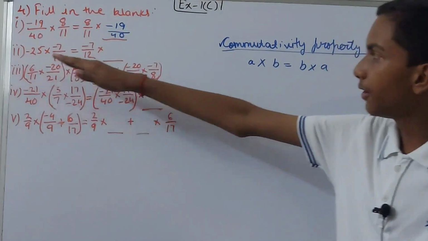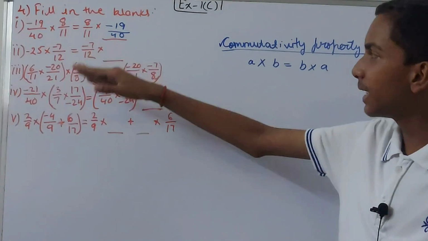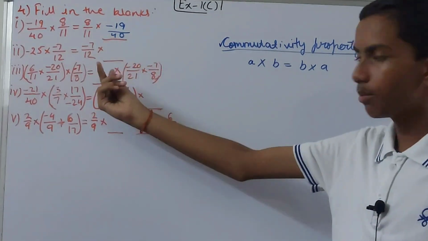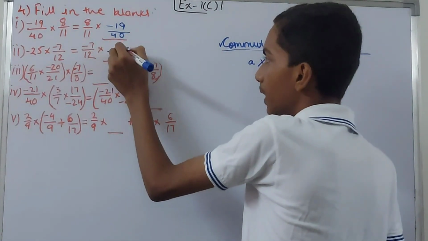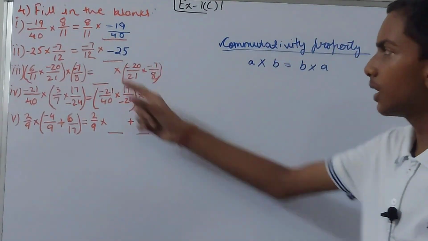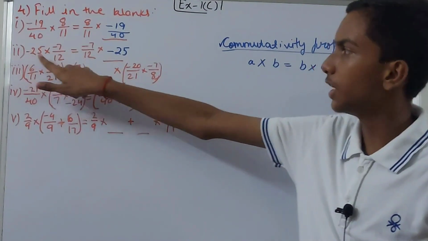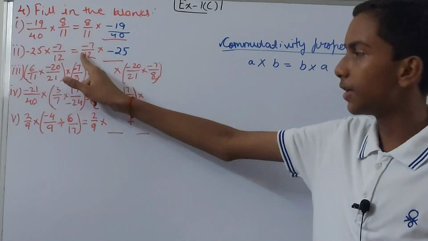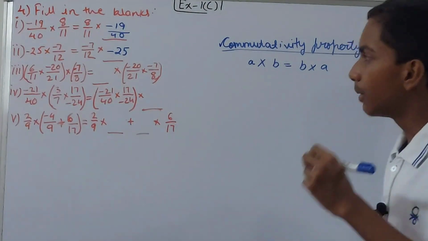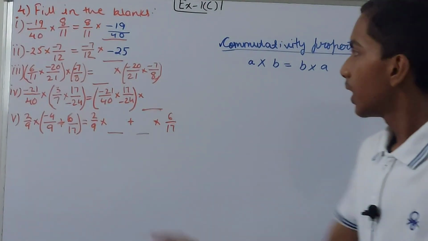Next, again same thing, minus 25 into minus 7 by 12 is equal to minus 7 by 12 into minus 25, right? Again we just put the number that is not there, and only the order has been changed. The number that came first is now coming second, and the second number has been written first, right? Now here comes the other thing.